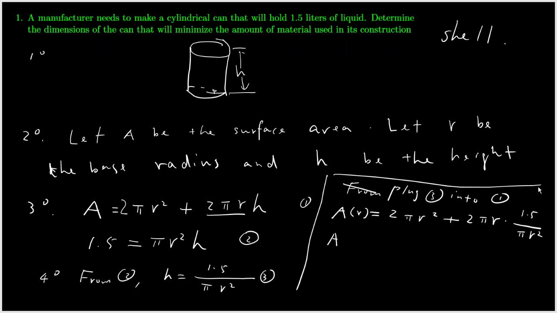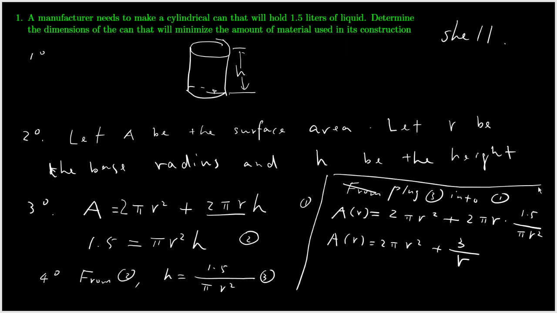A of R is equal to 2 pi R squared, and then plus, you can cancel the pi from the top and the bottom. After simplifying the second term, you have 3. 3 is coming from 1.5 times 2. So 3 over R only. Any questions about this?